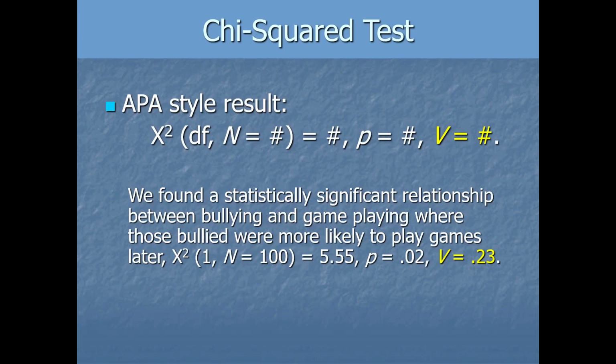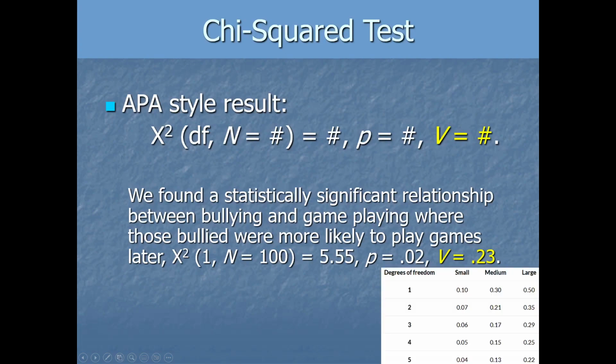So in this example here of bullying, if you plug our stuff in, it comes out to a V of 0.23, which according to our heuristic, where we had a degrees of freedom of 1, that's the df here, would be something like around a medium, or maybe a small to medium effect size of how strongly bullying relates to video game playing.